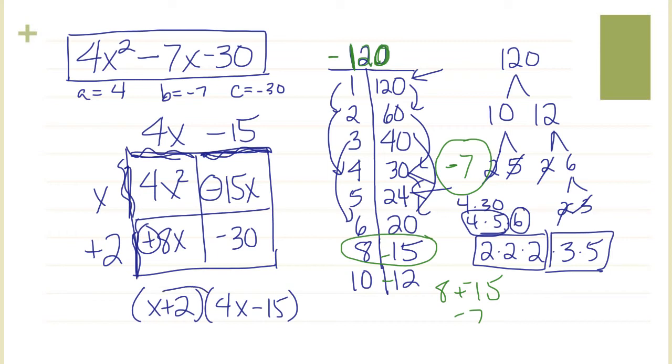And I'm just going to quickly check my answer. 4x squared, I'm using FOIL for this because I don't want to draw the box in. 4x squared minus 15x plus 8x, that gives me negative 7x minus 30. So yeah, that works out. So I wanted to go through all those different tips on chopping up a big product into lots of little factors.